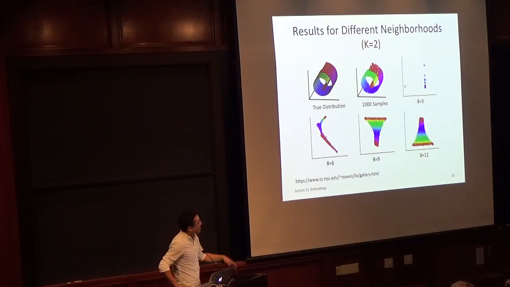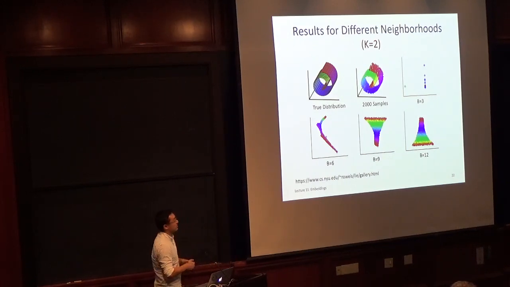And then if you go to higher neighborhoods like 12, you get the same thing. It's because the problem is not identifiable. You can flip the meaning of the axes and you get the exact same solution. So here are the axes.